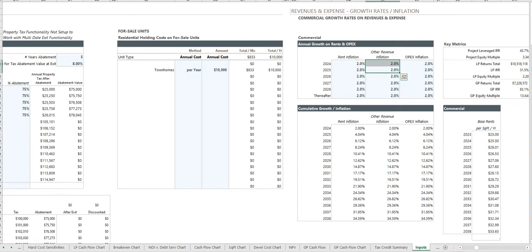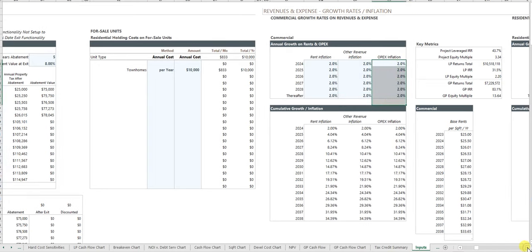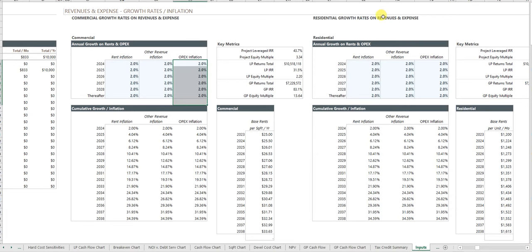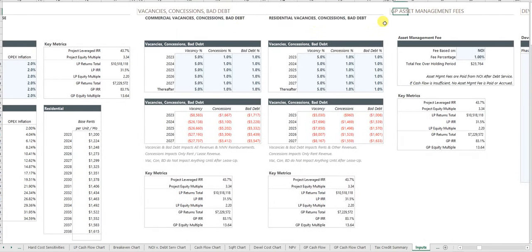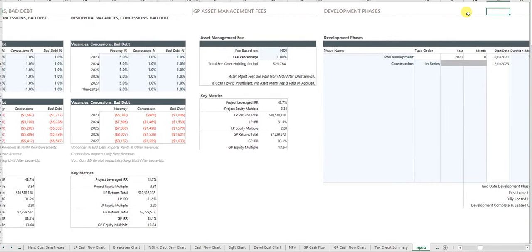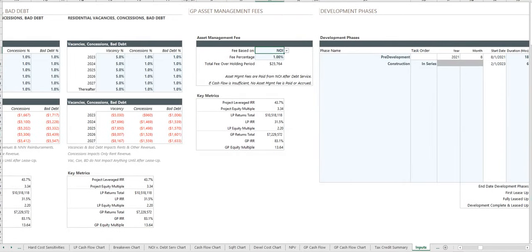So you also have year-by-year inputs for growth rates on rents, other revenues, and operating expenses for both the commercial and the residential. Similarly, I can input year-by-year vacancies, concessions, bad debt for the commercial and the residential. You can see the outcomes in the table below. You've got key metrics on the inputs all along. You can input a GP asset management fee that is based on either NOI or revenue.